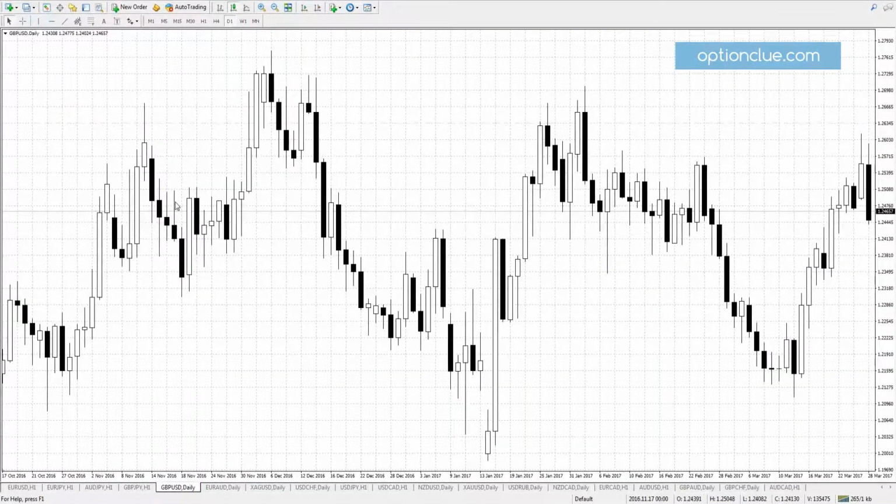Now, for example, we will plot support and resistance levels on another financial instrument. Let it be a pound-dollar currency pair. By analogy with the euro-Australian dollar pair, we switch to the daily time frame. The current price of the pound versus the dollar is 1.2439, and our main task is to plot the next levels.